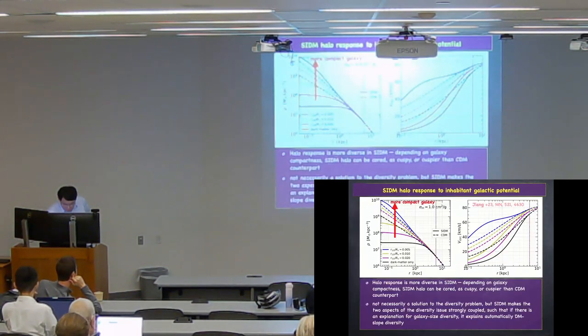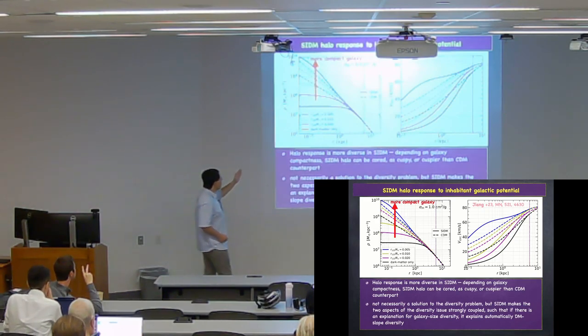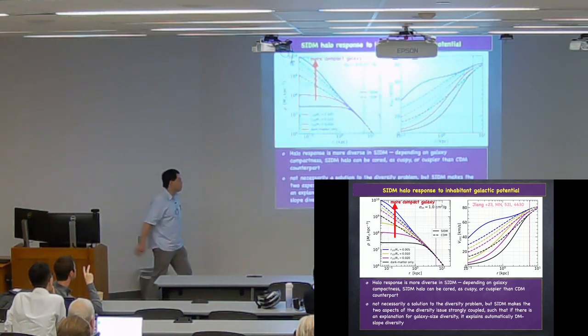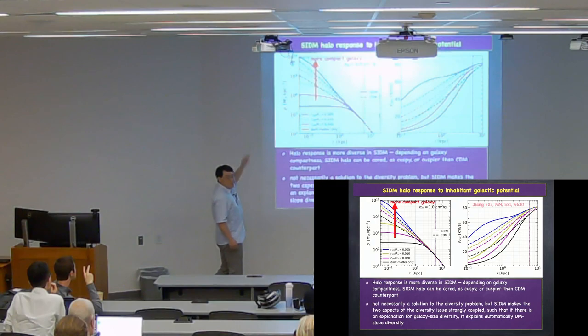Let me show you this key plot I want to show. SIDM halo response is dramatic. If you just keep the galaxy mass, the inhabitant galaxy mass, fixed, and you just increase the compactness, you make the galaxy smaller, you get drastically different behavior.